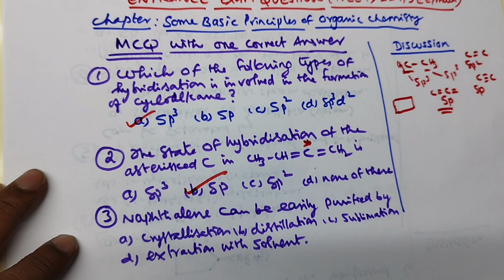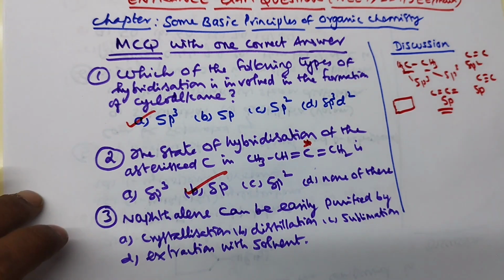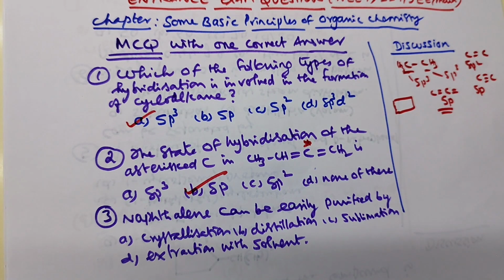Third one. Naphthalene can be easily purified by, they have given the options crystallization, distillation, sublimation, extraction with solvent. This is purely concept based. We have to know all the definitions. What is meant by crystallization? Which type of compound will be purified by crystallization? Then distillation, which type of compounds will be purified, and sublimation and extraction with solvent.